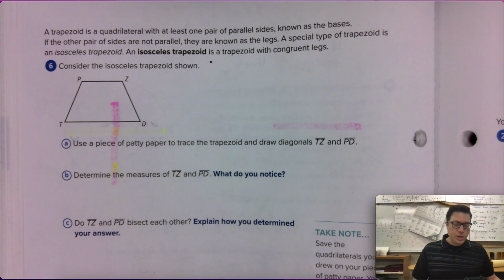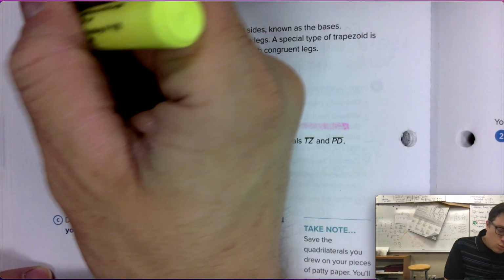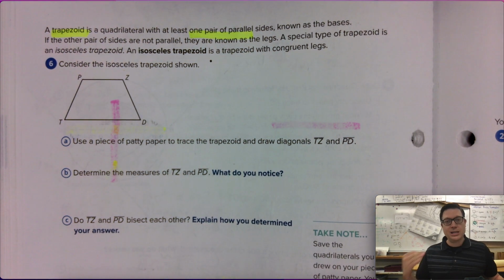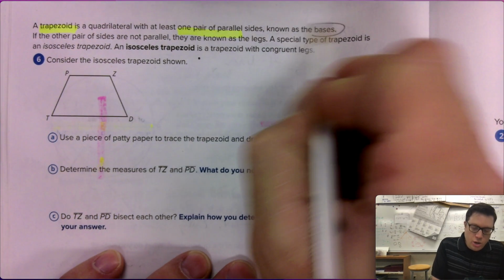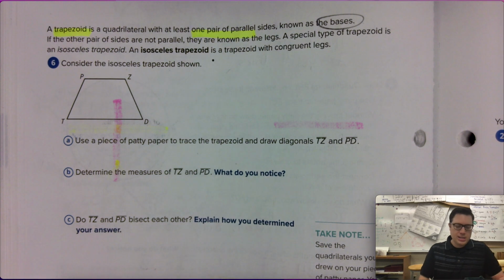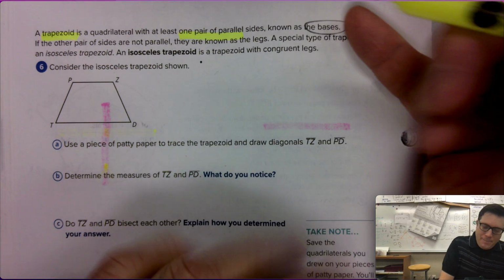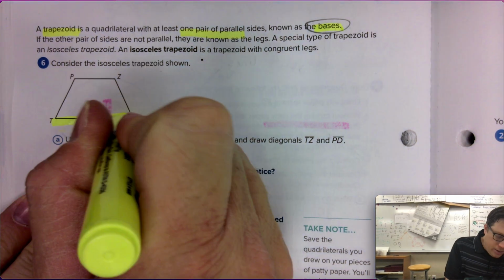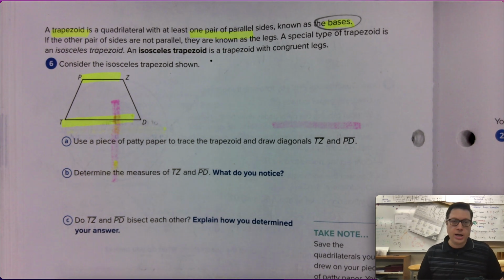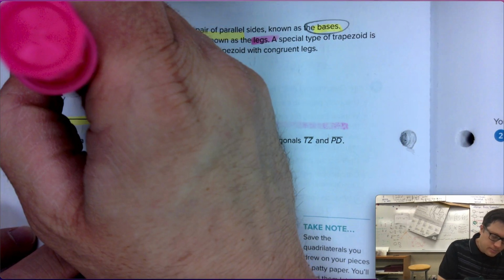Let's go to the next one, trapezoid, one of the last shapes that we need to talk about of quadrilaterals. A trapezoid is a quadrilateral with, oh my gosh, too many words, at least one pair of parallel sides. And they like using the at least condition, known as bases. If the other pair of sides are not parallel, then they're known as the legs. So I've got my one pair of parallel sides known as bases. Gonna highlight them yellow. And then if the other pair of sides are not parallel, then they're known as the legs. So legs, highlighting pink.